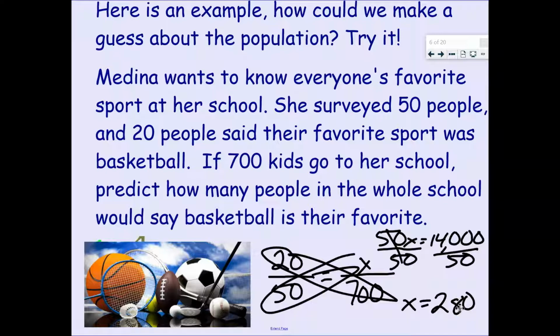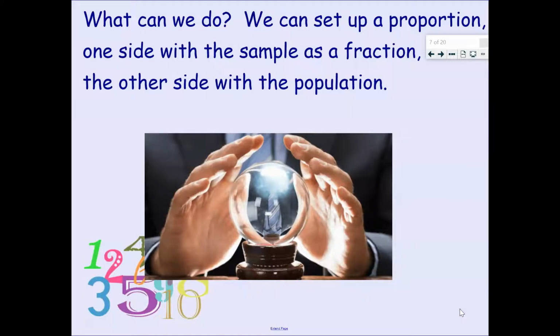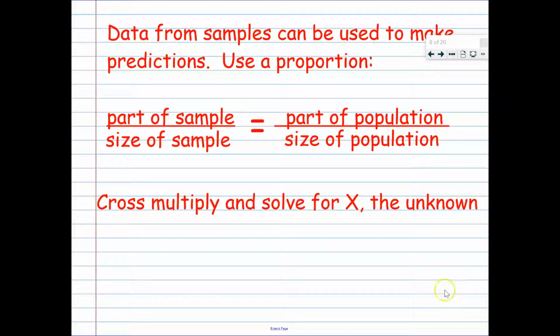So is that completely accurate? Like if we did track down all 700, would we find exactly 280 liked it? Probably not, but it's a pretty good prediction based on the sample, and it's a lot easier to ask 50 people than it is 700 people. All right, so go ahead and hit pause and copy all this down in your notes.